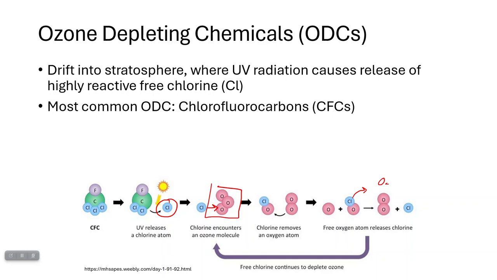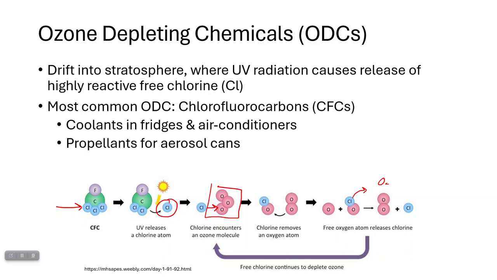The most common or the most well-known ozone depleting chemicals are chlorofluorocarbons. They're a class of chemicals that, like what you see here, have chlorines, fluorines, and carbon. Not very creative on the naming. These served as coolants in refrigerators and air conditioners. They were also propellants for aerosol cans. So, for example, if you had a can of something and you sprayed, hairspray was a big culprit. The stuff that helps propel or move that spray out of the can, back in the day, used to be CFCs.